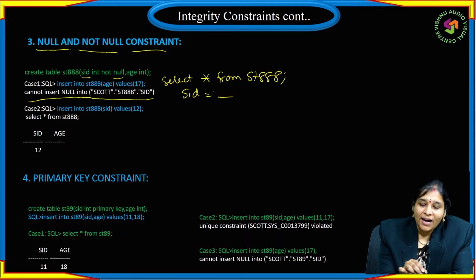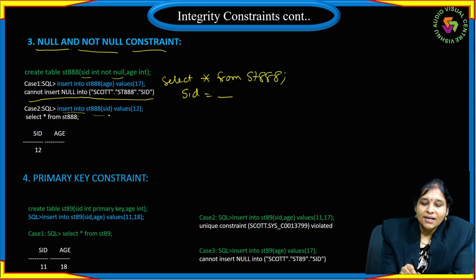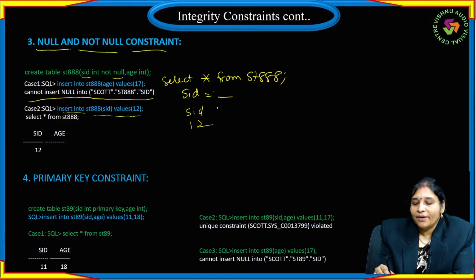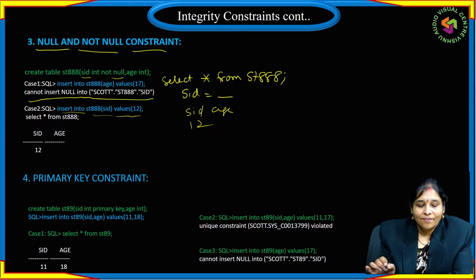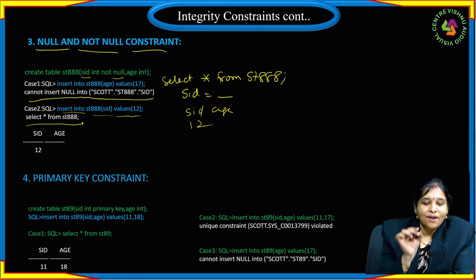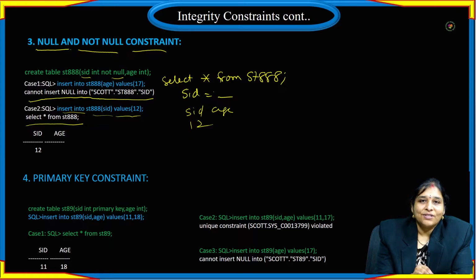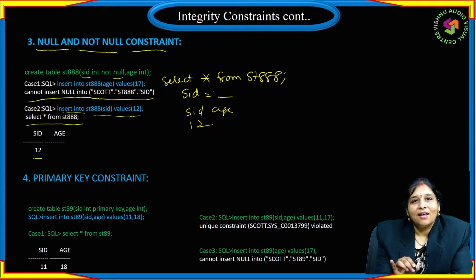Next, let us try whether I can do the same with the age field. So now again I try to insert into student 888 values 12. Now for SID I have entered a value, but for age I didn't enter anything. When I executed select star from student 888, I saw that underneath SID the value 12 is there, and underneath age nothing is there. So if in your application requirement you want to specify that a field value must be entered by the user, then declare that field as not null.